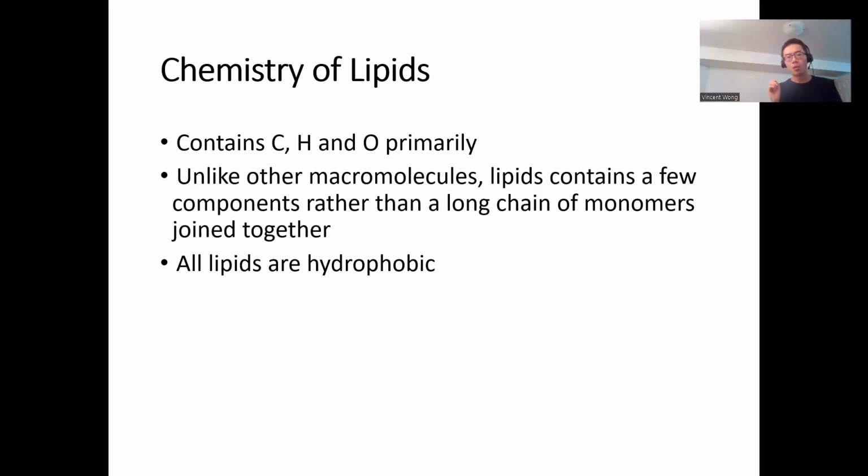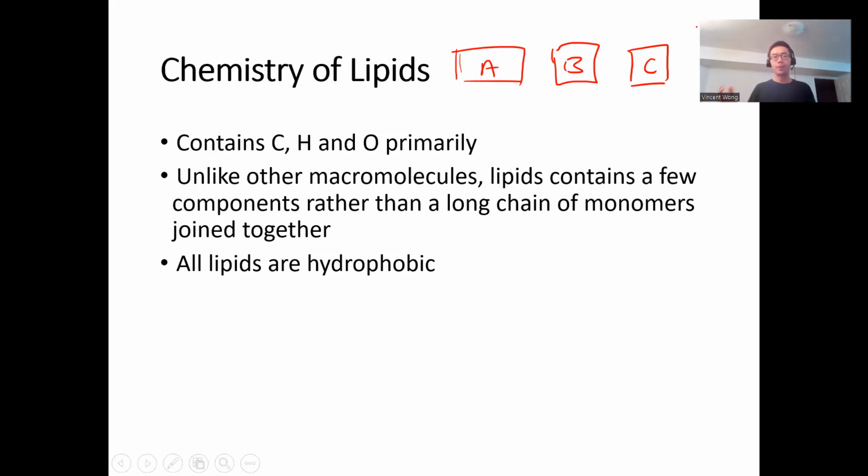Lipids instead will have different components that we put together to build the lipids. It will become more clear in a bit. But for example, let's say there are 3 components, block A, block B, and block C. To build fat, you will need to take 1 of A and then 3 of B's. And that's it. You're not gonna have multiple B's all linked together. That would be like a polysaccharide.